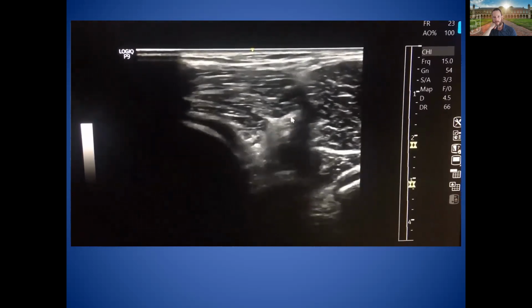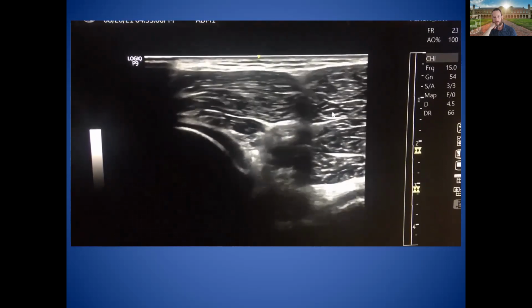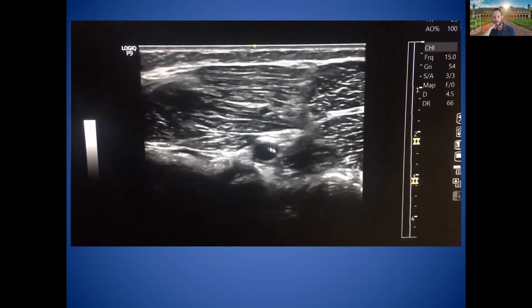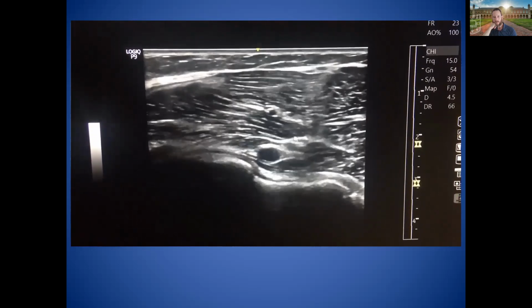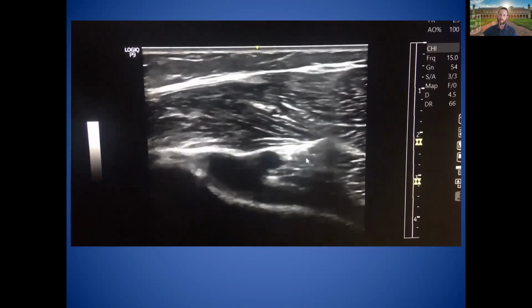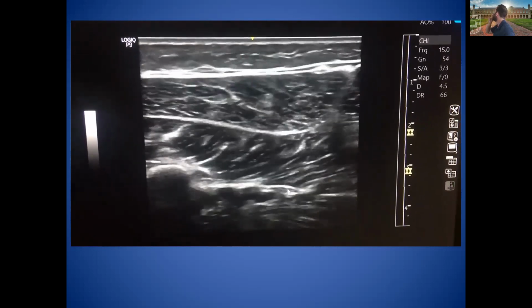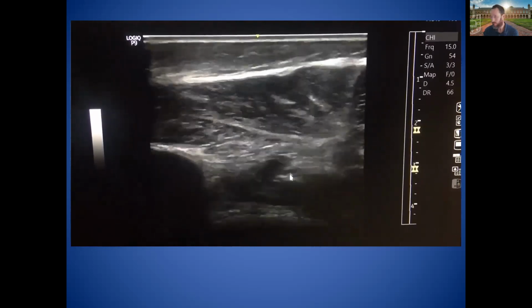is going to move down deep this way between the two heads of the gastrocnemius to be just superficial to the popliteal artery, which you can see here. And then as you follow the tibial nerve down, it goes deep to the soleus.